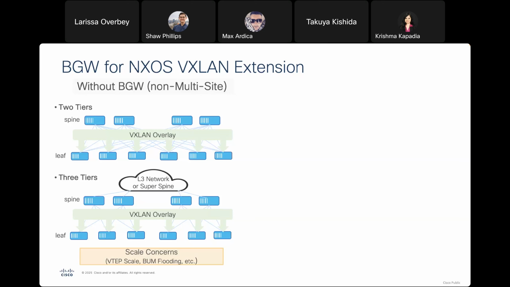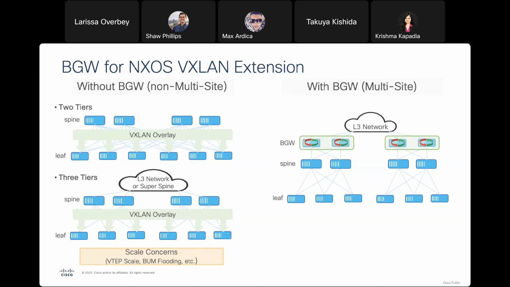So moving to a multi-site network using the border gateway, we connect the border gateways to the spines, and then we connect the border gateways to a layer 3 network, as you see here. And now adding the border gateway for these two different sites, we're making it a multi-site network, but we're breaking up those VXLAN domains. So now we have two separate VXLAN domains, which provides us better scalability with our BUM traffic and VTEPs.